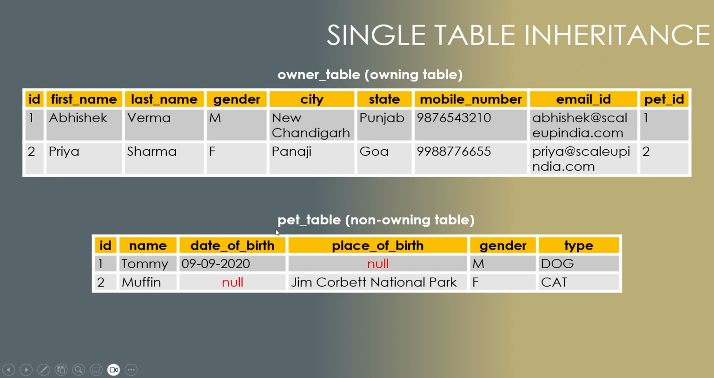Then here we are having the other one as the pet table, which is the non-owning table, and for it we are having just an ID, the name, the date of birth, place of birth, gender, and again the type. Now you see that, as I mentioned, some pets are going to be wild pets, some pets are going to be domestic pets. So here in our case, Tommy was the domestic pet. Hence we don't know its place of birth as such, but we know the date of birth. And for Muffin, which was the wild cat, we don't know the date of birth, but we know the place of birth, that is Jim Corbett National Park. So it is going to be some jungle or sanctuary or some national park like this.